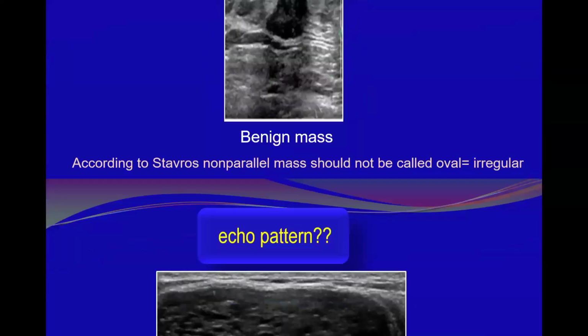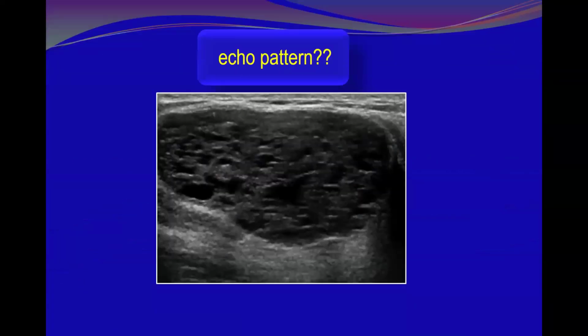Okay. What is the echo pattern here? Heterogeneous. Is it heterogeneous? Hypoechoic. What are these?